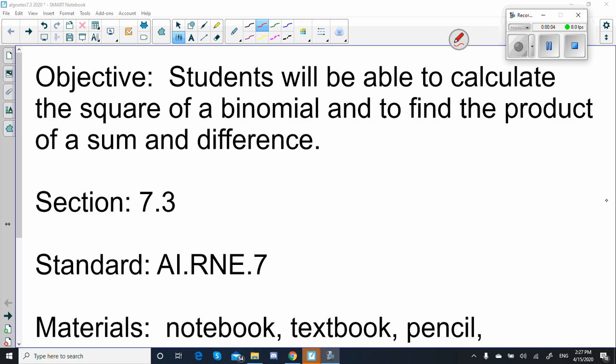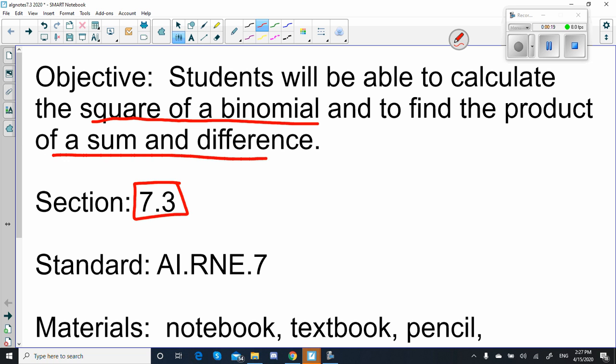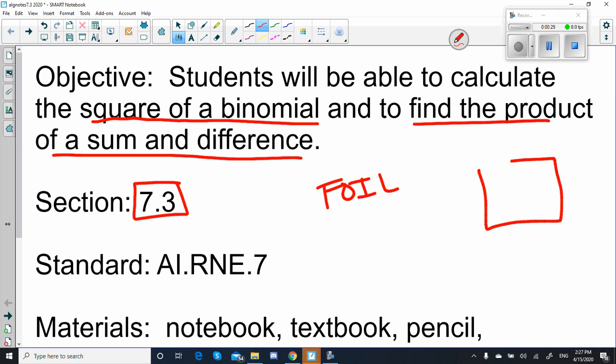I'm going to do section 7.3 today. Some more FOIL or Punnett squares, just like special circumstances. So we're going to be calculating the square of a binomial, and we're also going to find the product of a sum and a difference. Again, this is more FOIL if that's how you're doing it, multiplying binomials, or if you're doing the Punnett square like this, it's the same. We're doing more of the same, it's just special circumstances. Okay, so here we go.